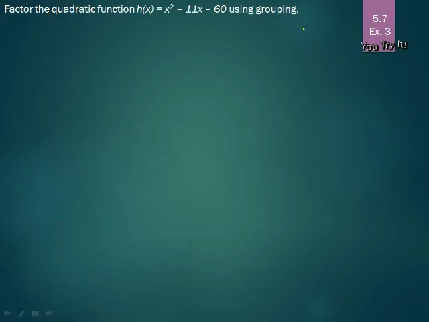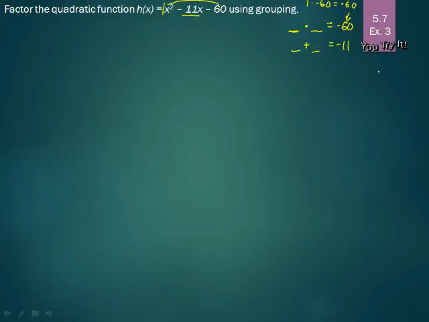And so the first thing we need to do is find a number that multiplies to the first coefficient a times the last coefficient c. And in this case, a is 1 and c is negative 60. And so 1 times negative 60 is just negative 60. And so we need to find two numbers that multiply to that, and at the same time add to the middle term, which in our case is negative 11.